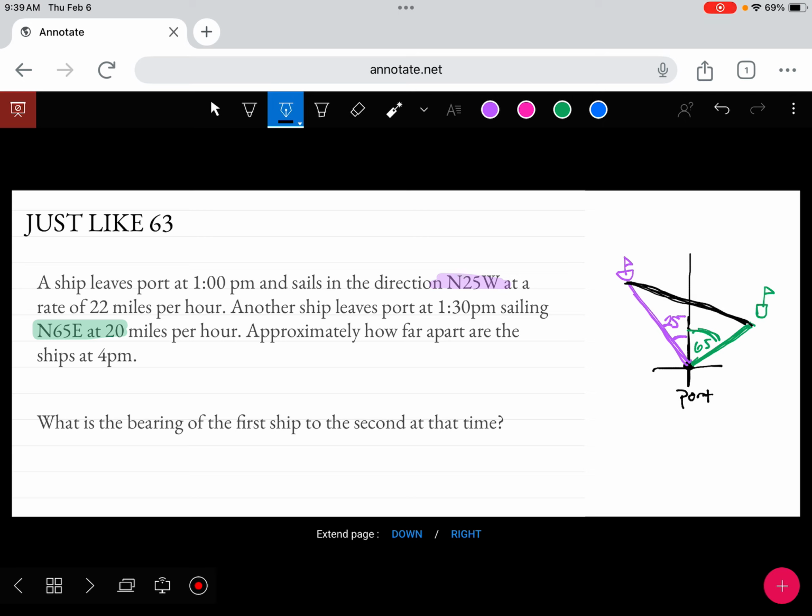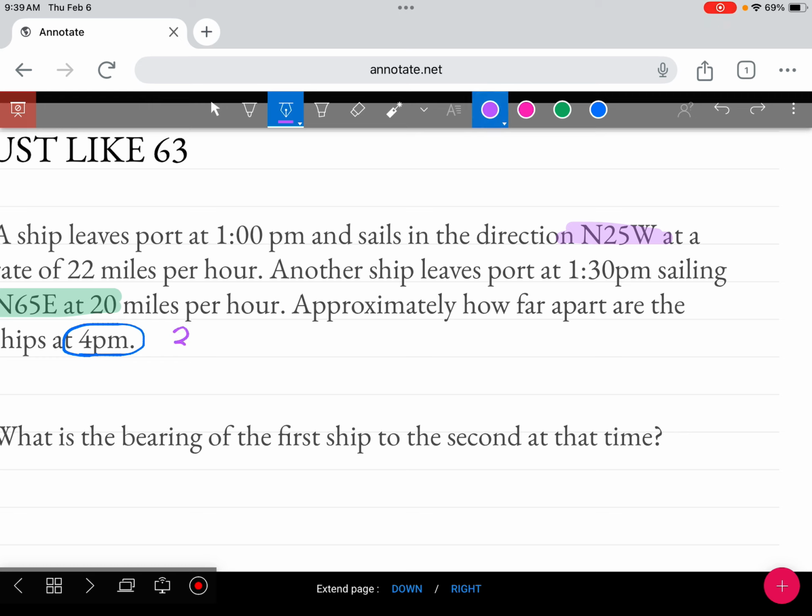This is the distance we want to know. So I need to figure out what this distance is here. How long did it travel between when it left at 1 for the purple boat and when it arrived at 4 p.m.? How many hours did it travel? From 1 to 4? Looking at purple, 3 hours.